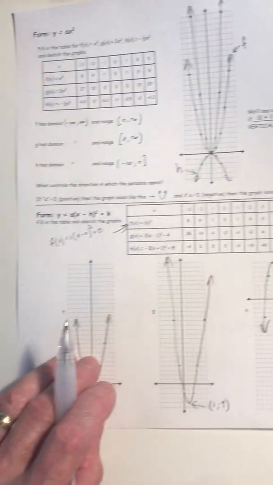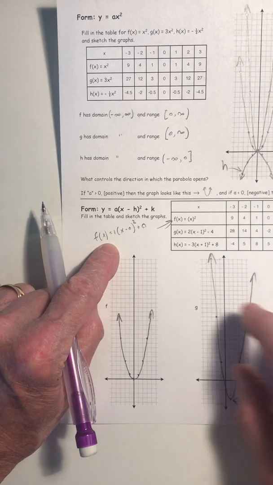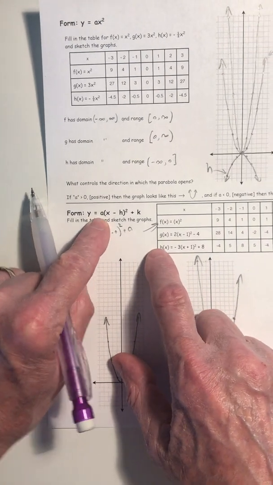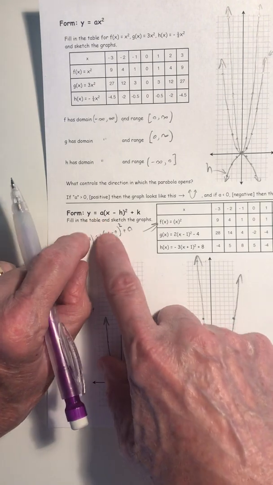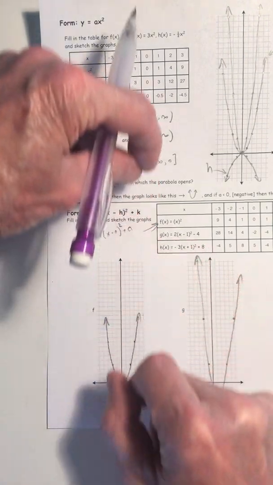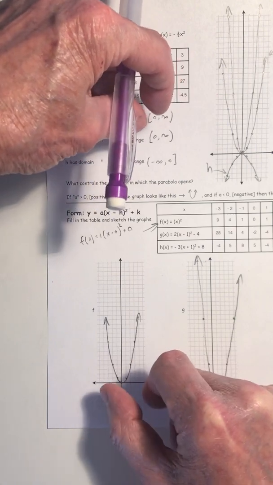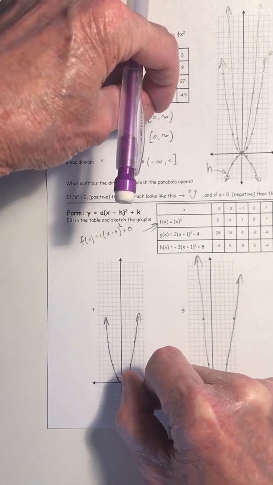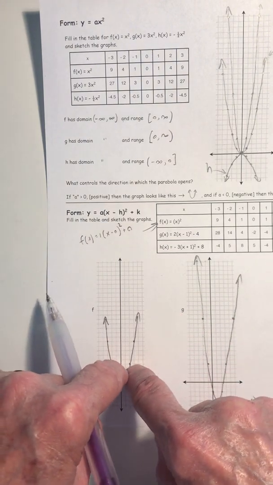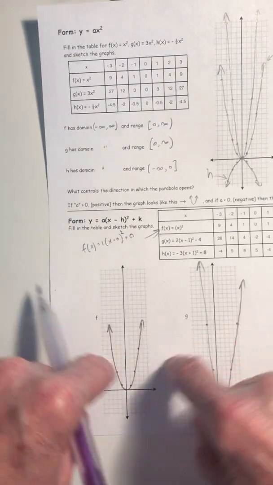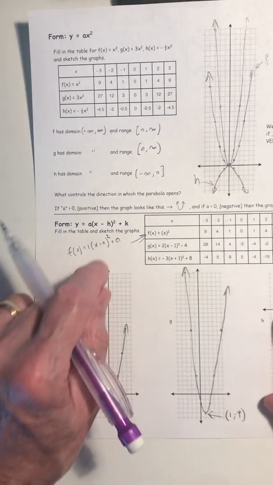What we take away from this is the important thing about a. a controls whether the parabola opens up or down, and a larger value of a is going to stretch the parabola vertically. It's going to make it look skinnier and skinnier the larger a is, or if you have an a value that's a small fraction, it'll spread the parabola out and kind of flatten it, vertical compression.